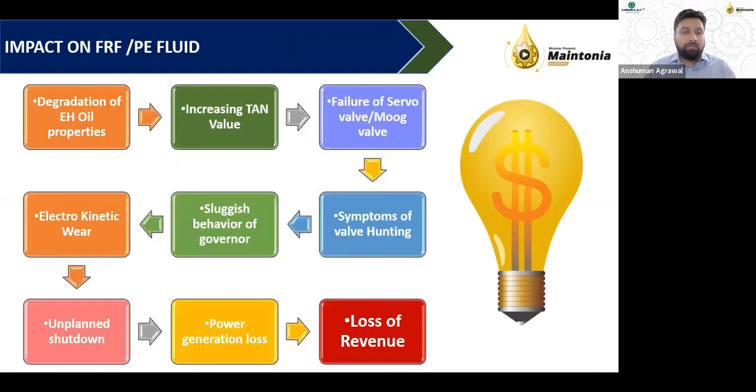So the impact on the fire resistant fluids is that once they start degrading, the degradation process will initiate valve failures.